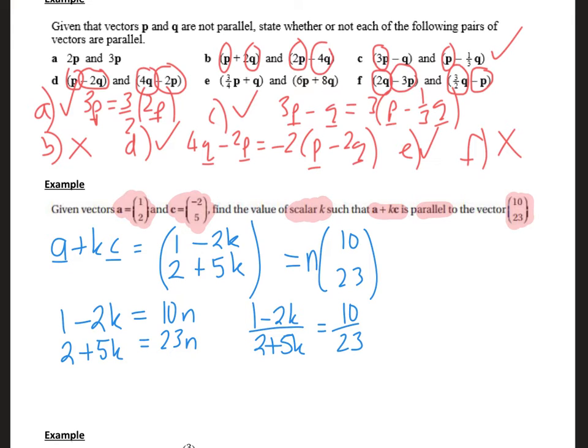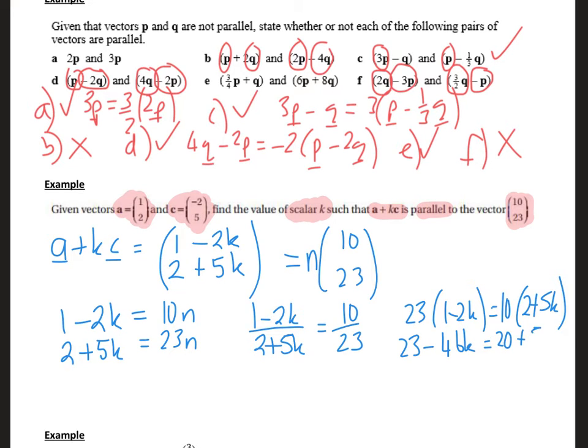Now if I times both sides by 23 and 2 plus 5k, you might call this cross multiplying, I get 23 lots of (1 minus 2k) equals 10 lots of (2 plus 5k). And then just solve it. So 23 minus 46k is 20 plus 50k. And then keep solving it. So I get 3 equals 96k. So k equals 1 over 23.